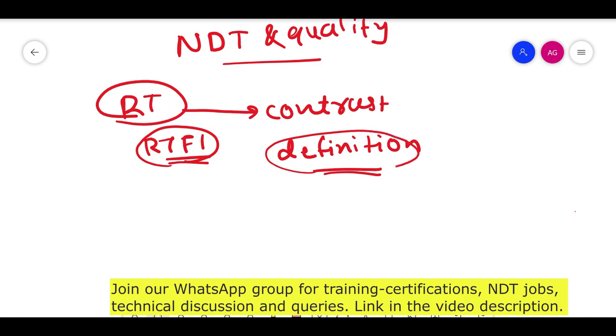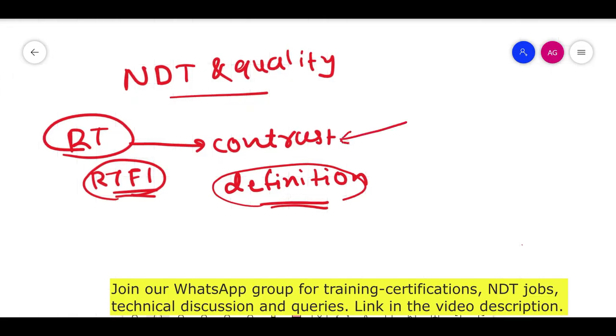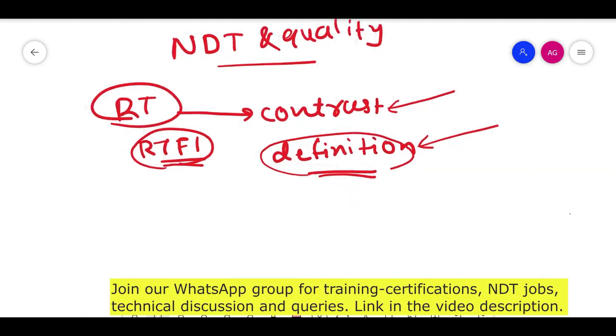Here in this video, apart from this, we will see how you differentiate it and what are the factors due to which the contrast can change and the definition of the film can change. We will see both of these in detail. What is the difference between these two? How do you see in the film whether the contrast is good or poor? How is the definition? I will also tell you how to see it.